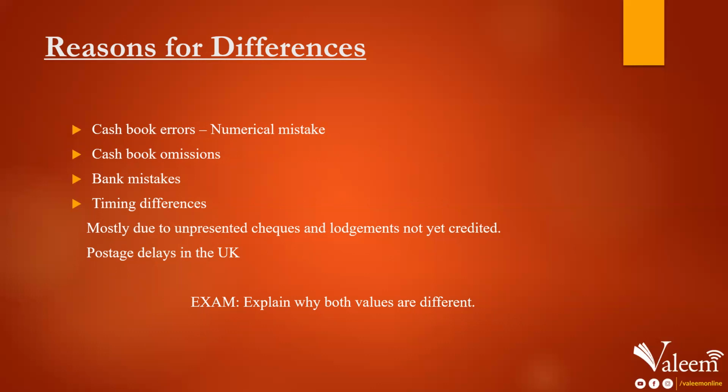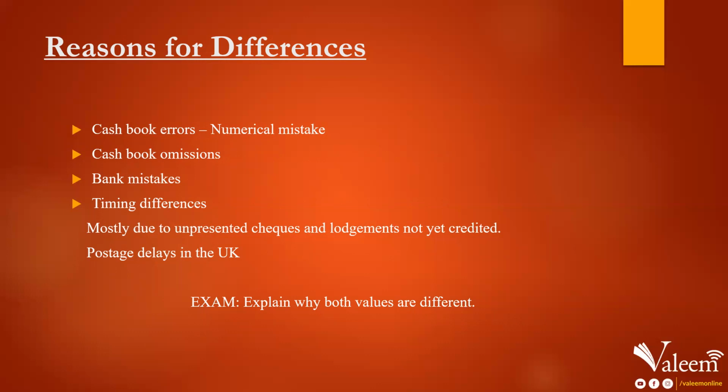Cash book omissions, maybe we missed out a check completely, so we have omitted an item from our cash book. Something rare is when a bank could be making a mistake. And if we do spot this, then we have to communicate this to the bank so that they can make the correction in the next month's bank statement.